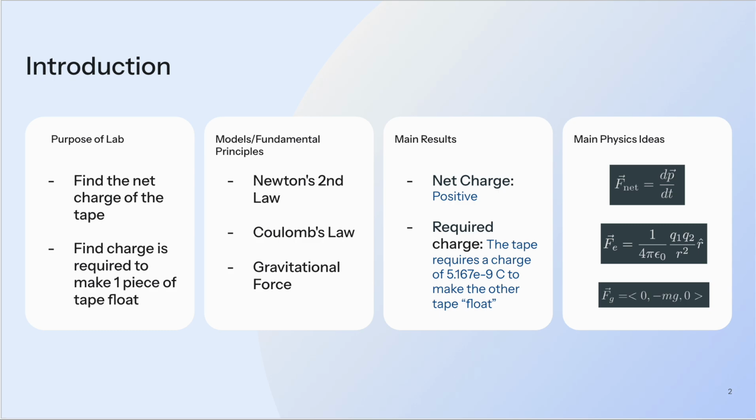To expand on these formulas a little bit more, the momentum update formula is really important because it helps us calculate the total net force, and net force is critical because we use it to determine that the force of the electrical and the force of the gravitational must cancel each other out in order to have Fnet equal to 0, because when Fnet is equal to 0, that's when the tape is able to float.